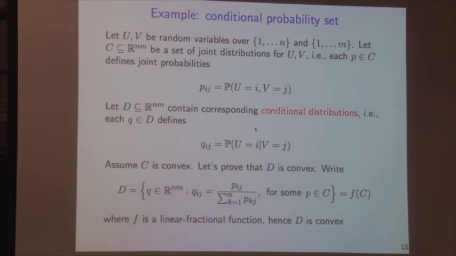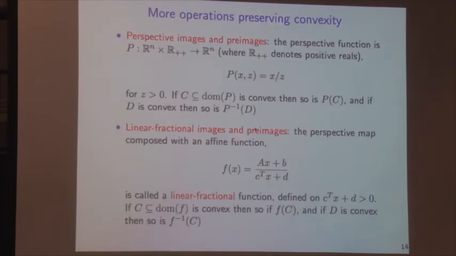The next one is the linear fractional image and pre-image. It's the perspective map composed with an affine function. We know that the perspective map preserves convexity. What happens if I compose it with an affine function, which means that instead of taking P of x and z, I take P of an affine transformation of x and z? I can write that affine transformation as x goes to Ax plus b, and z goes to c transpose x plus d.